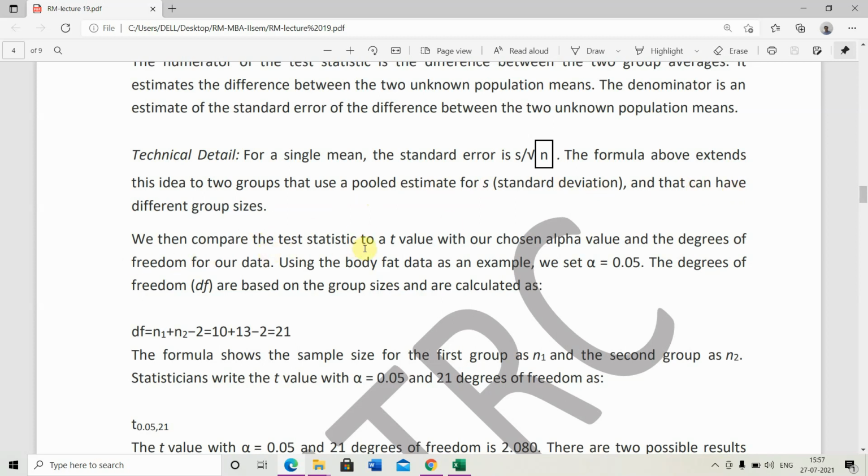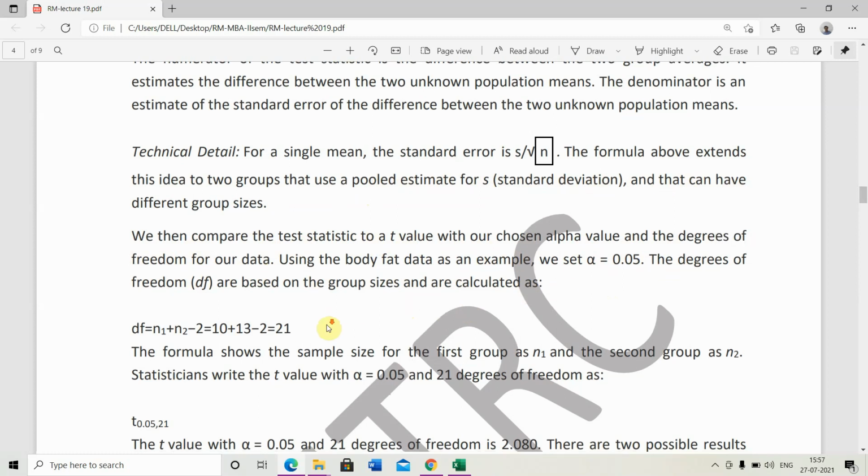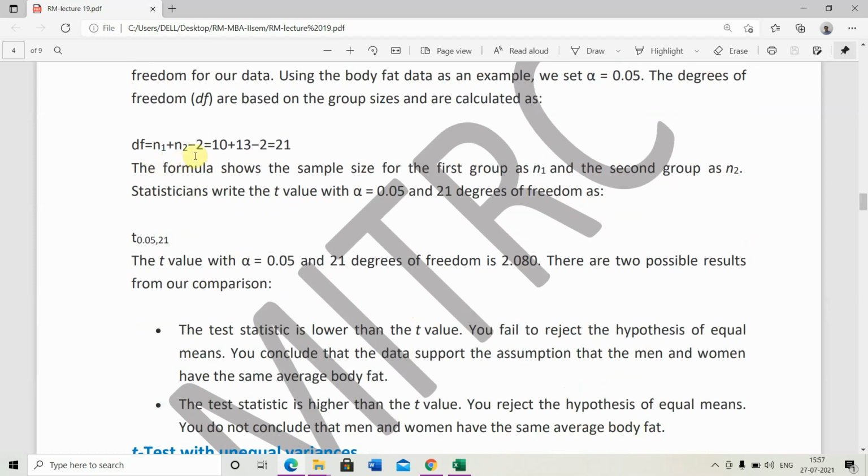We can compare the test statistic to a t-value with our chosen alpha value and degrees of freedom for our data. Using the body fat data as an example, we set alpha equals 0.05. The degrees of freedom, df, are based on the group sizes and calculated as df equals n1 plus n2 minus 2, equals 21. The formula shows the sample size for the first group as n1 and the second group as n2. Statisticians write the t-value with alpha equals 0.05 and 21 degrees of freedom as t0.05,21. The t-value with alpha equals 0.05 and 21 degrees of freedom is 2.080.